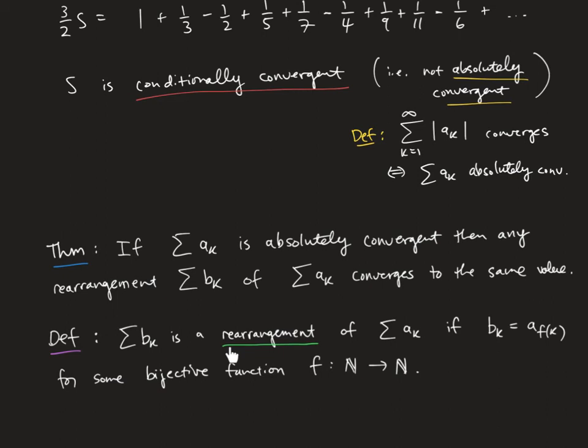So your b_k series is a rearrangement of the a_k series if b_k is a_{f(k)} for some bijective function f from the naturals to itself. The second term of the b series might be the fifth term of the a series, and the 100th term might be the 1000th term of the a series, depending on how you're swapping around. Basically, you're using this bijective function to take all of the a's in a different order. That's the basic idea.